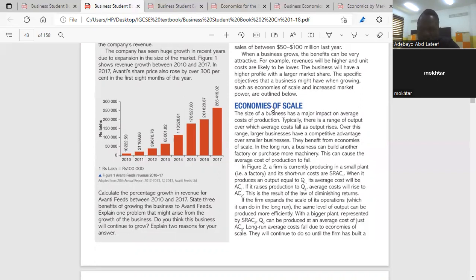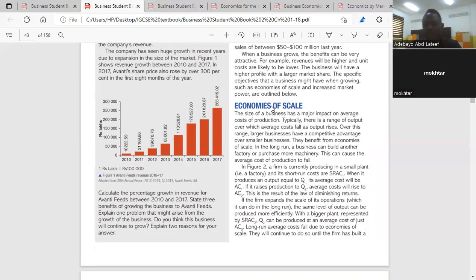Do you understand what economies of scale is, please? Yes, sir. Great. So here I wrote economies of scale. This is a reduction in average cost experienced by a business as output increases. So as your output increases, you start enjoying a cost or average cost reduction. Then it is what we call economies of scale.